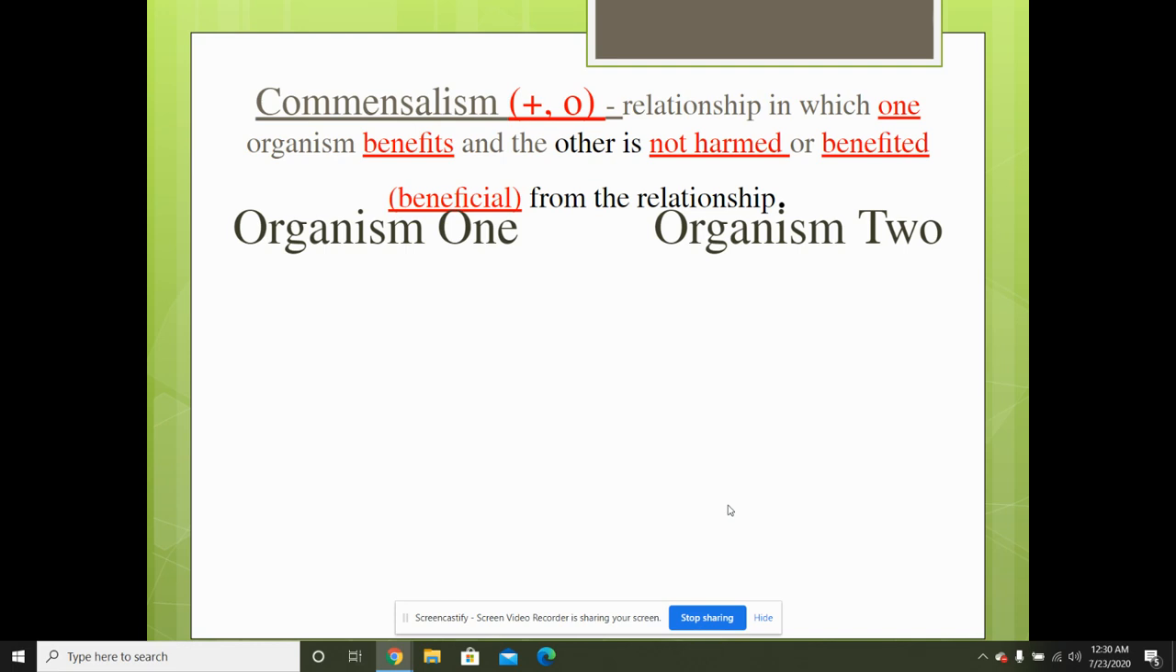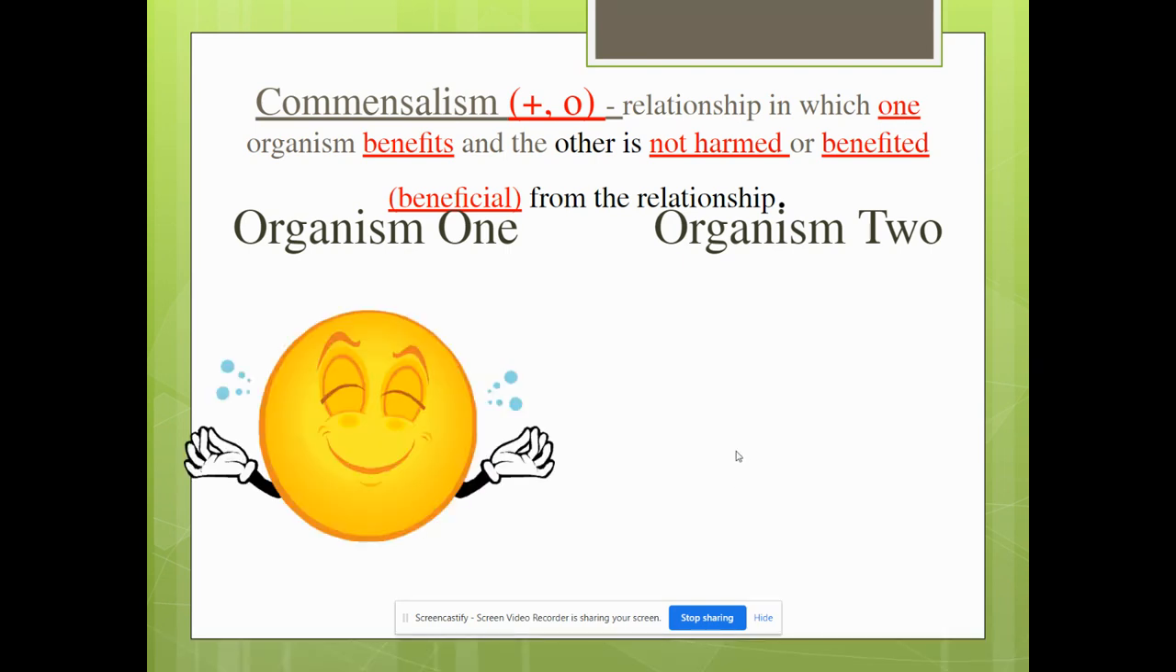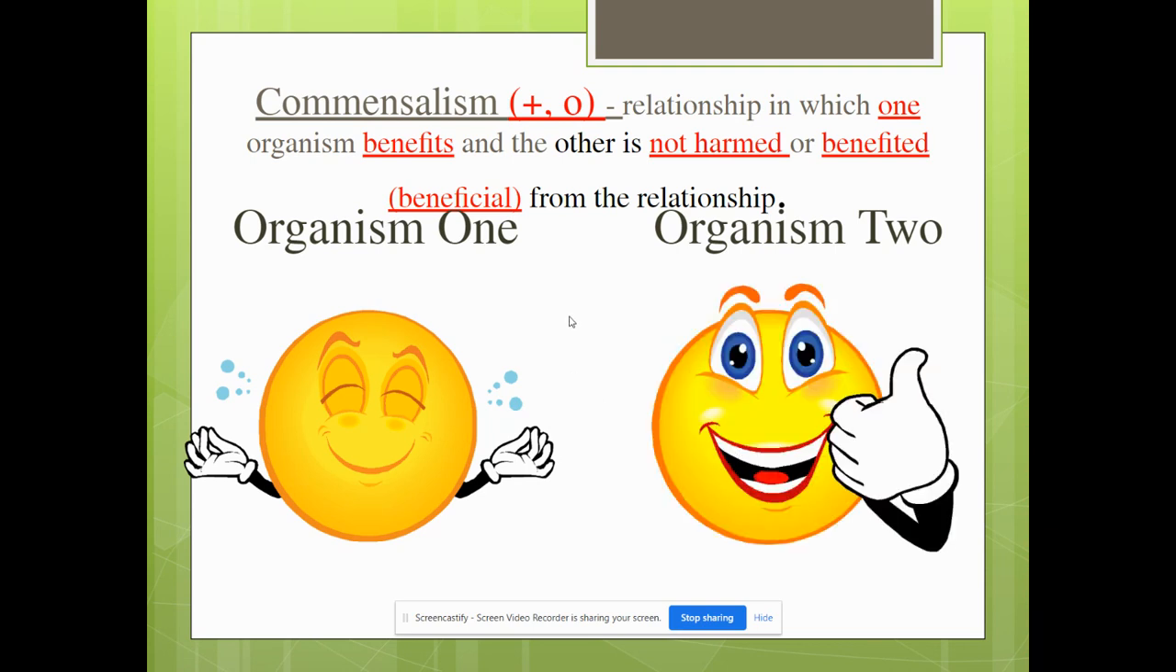So the next relationship we're going to talk about is commensalism. This is a relationship where one organism benefits and the other is not harmed or benefited. So one is beneficial while the other does not get any benefit. One gets a straight face, as the other gets a thumbs up.